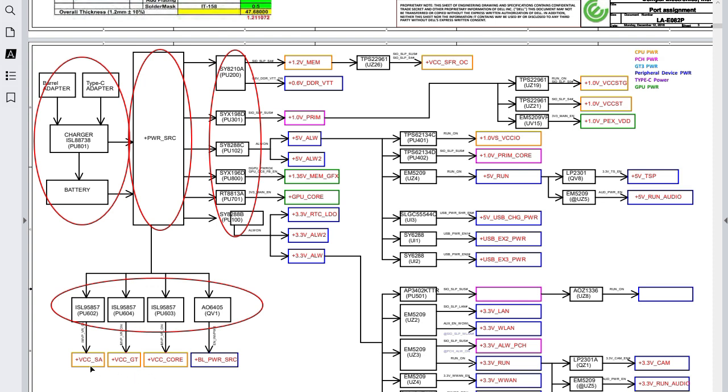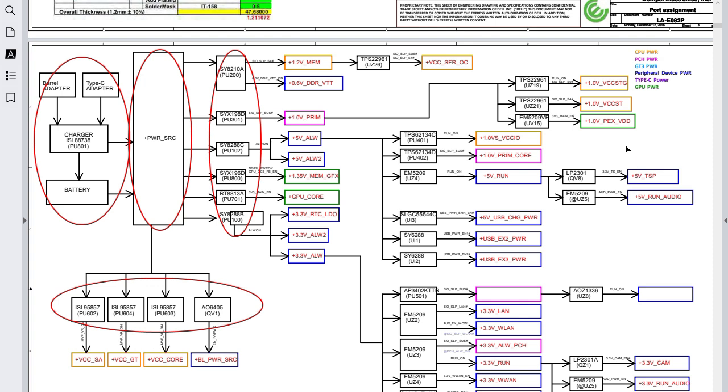We also have here plus VCC SA, this is another voltage. This is basically a low voltage for other circuits. And here we have this one, power SRC, and of course another voltage. Basically, this is for peripheral devices. Okay, for peripheral devices, and all those are for the CPU.